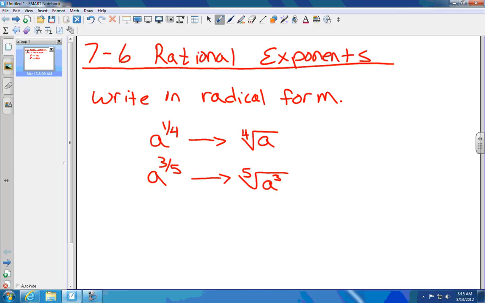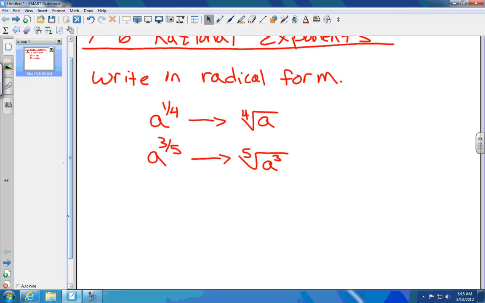So again, if the directions say write it in radical form, you're going to be given something like this, and you write it like that. And they'll also do that in reverse, right, in exponential form.